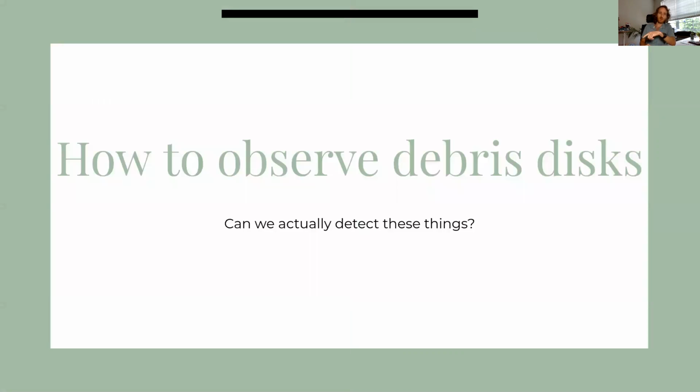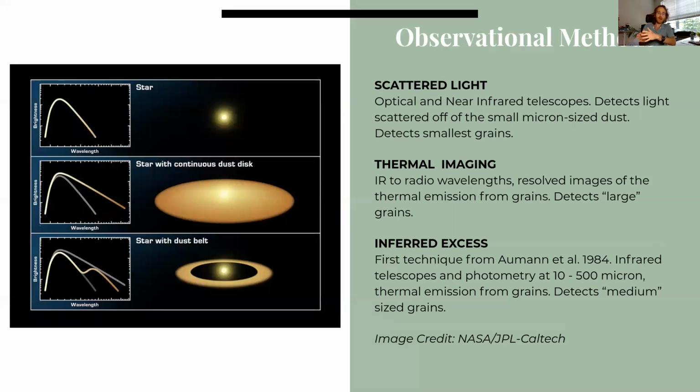To go into a little more detail on how we actually observe them, there are three main ways. There's scattered light, which is where light is scattered off of the small micron-sized dust. There's thermal imaging, which is when you're observing the light coming from slightly larger grains. And by larger, I mean millimeter to centimeter sized objects.